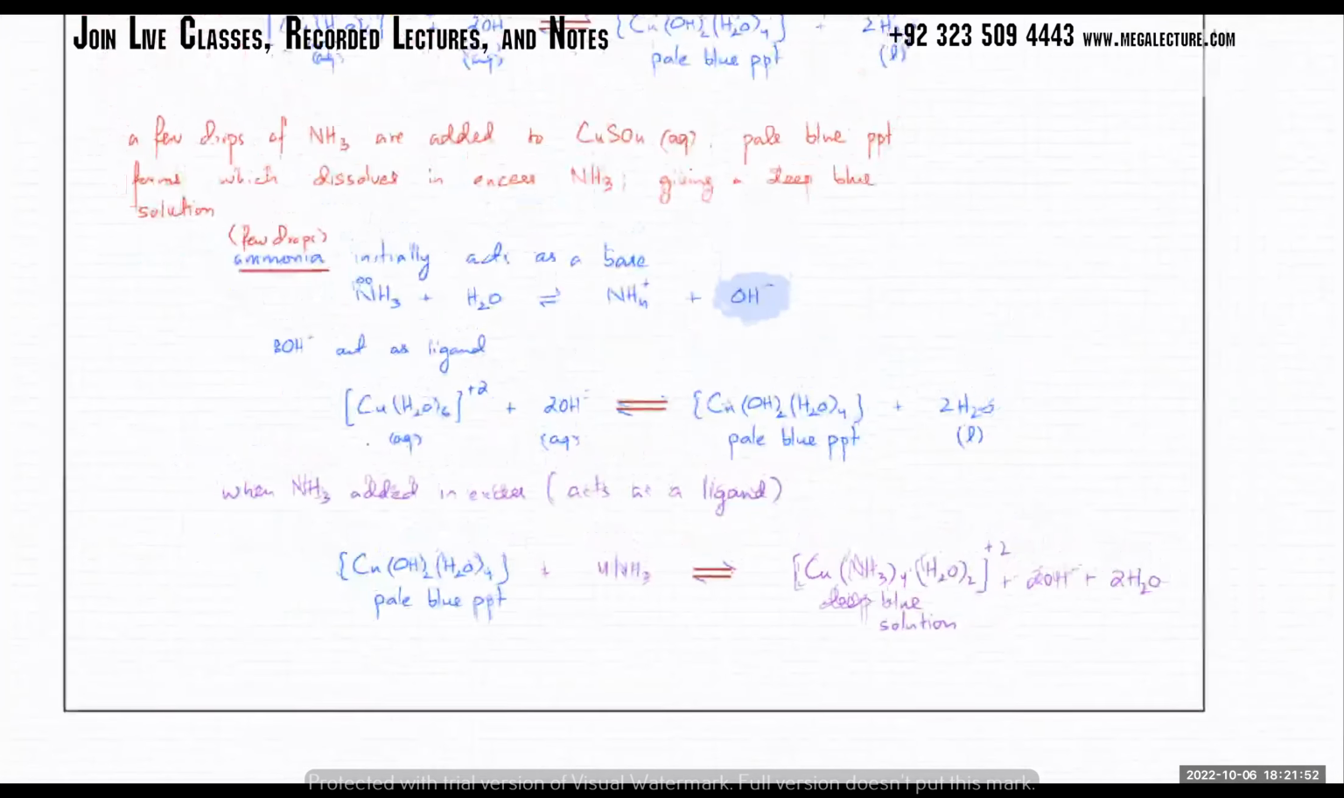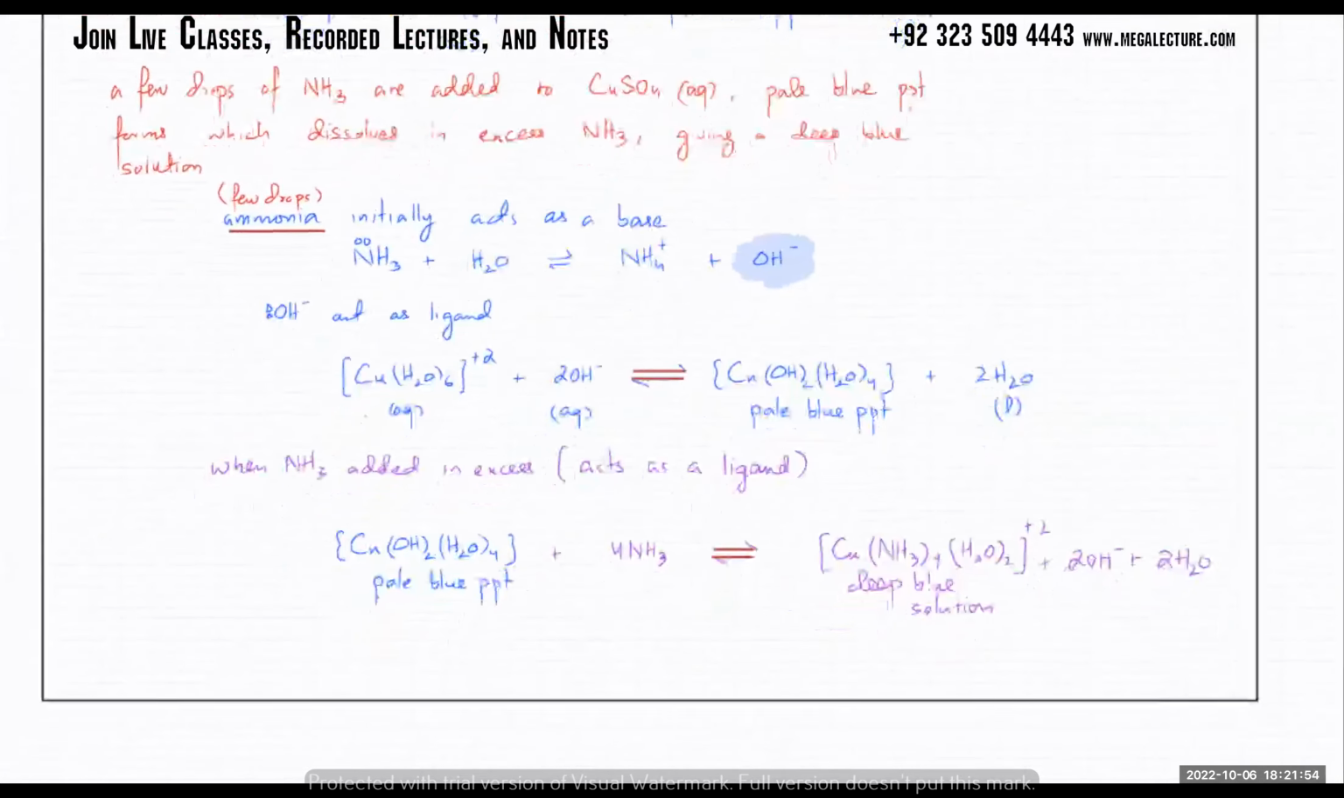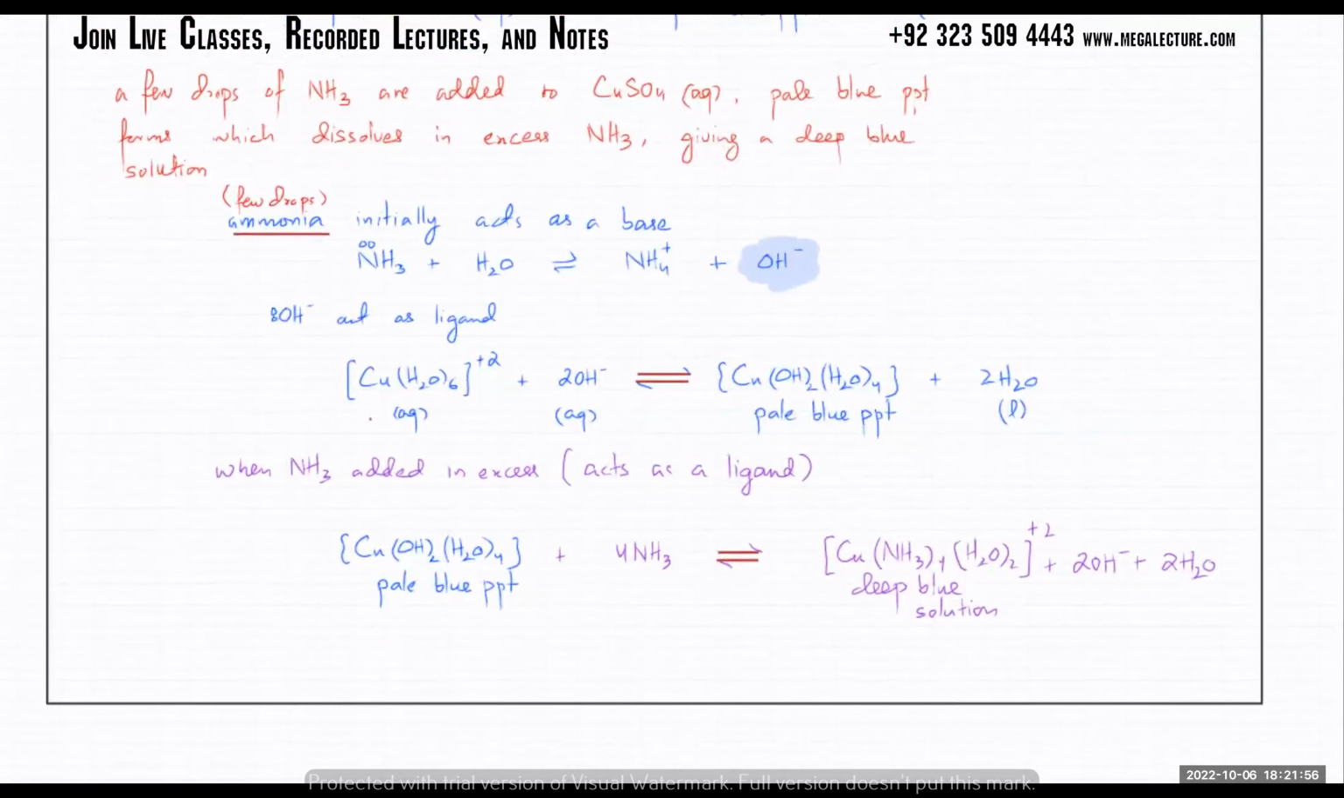Okay, so the same reaction. Is this clear? How would you explain all of this, that when a few drops of NH3 are added, you get a pale blue precipitate, which dissolves in excess NH3, giving a deep blue solution? So initially, OH ions come in, you form a pale blue precipitate, and then that pale blue precipitate dissolves in NH3, and you get this thing over here.